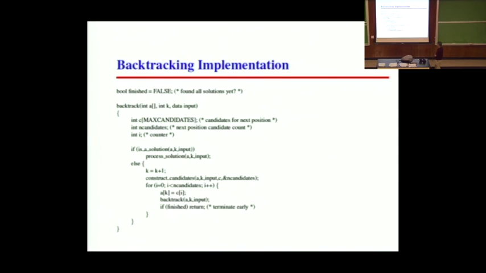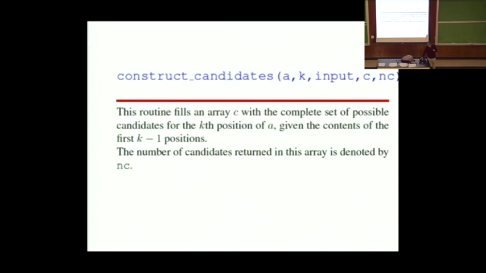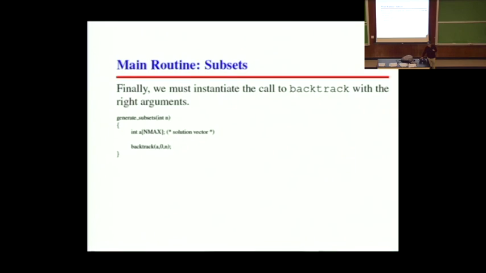And the key thing is, given that you have a partial configuration of things, and you're trying to fill the k plus first slot, given the input to your problem, and given what you've already put down in your solution vector, what are the possible candidates for the next position? Okay? And when you fill those out, that is what governs a backtracking solution. Any questions? I showed you how to do it for subsets last time.